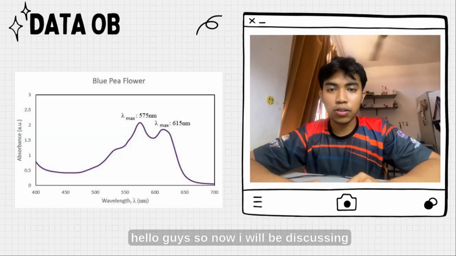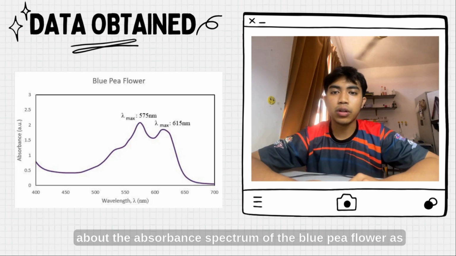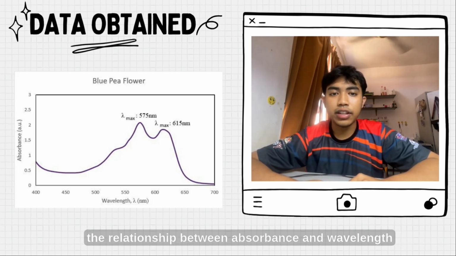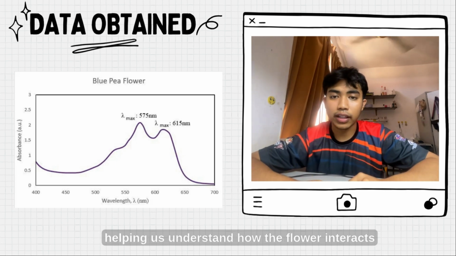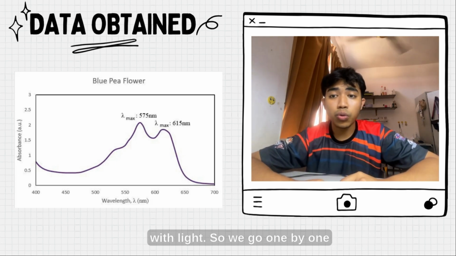So hello guys. So now I will be discussing the absorbance spectrum of the blue pea flower as represented in this graph. This graph shows the relationship between absorbance and wavelength, helping us understand how the flower interacts with light. So we go one by one.